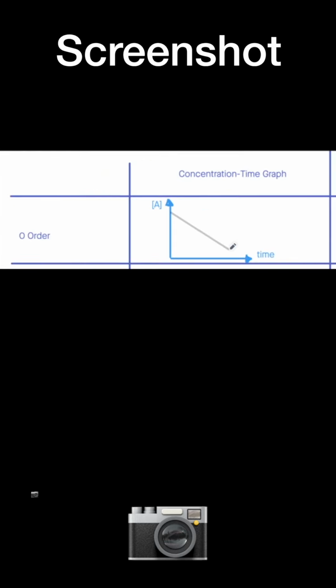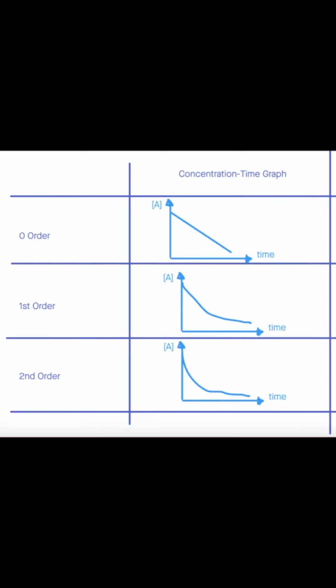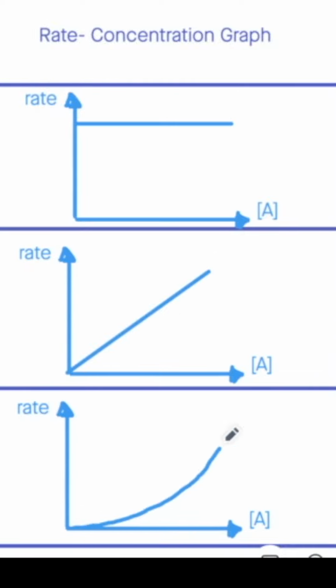The concentration time graph for a zero order reaction is a straight line downwards. For first order it is a curve downwards, and a second order is also a curve downwards. The rate concentration graph for a zero order reaction is a horizontal line. For a first order reaction it is a straight line through the origin, and a second order reaction is a curve upwards.